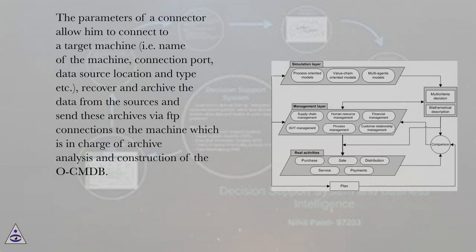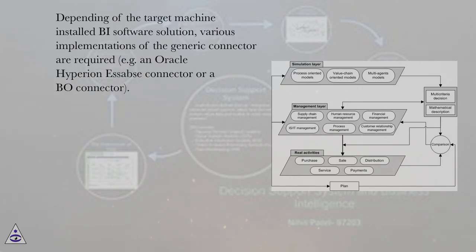The parameters of a connector allow it to connect to a target machine, i.e. name of the machine, connection port, data source location and type etc., recover and archive the data from the sources and send these archives via FTP connections to the machine which is in charge of archive analysis and construction of the OCMDB. Depending on the software solution installed on the target machine, various implementations of the generic connector are required, for example an Oracle Hyperion Essbase connector or a BO connector.